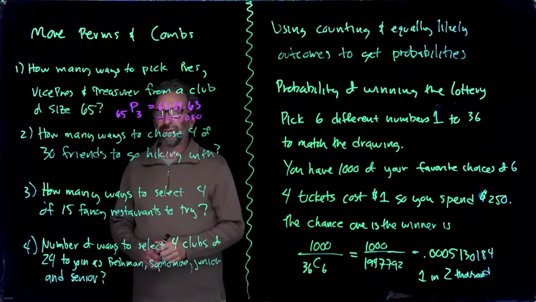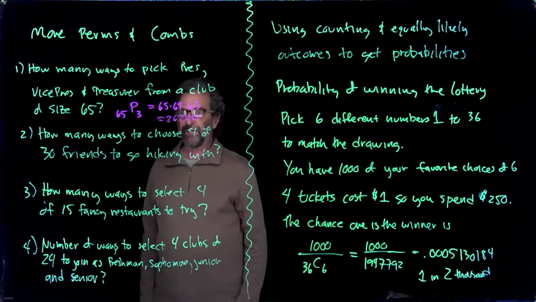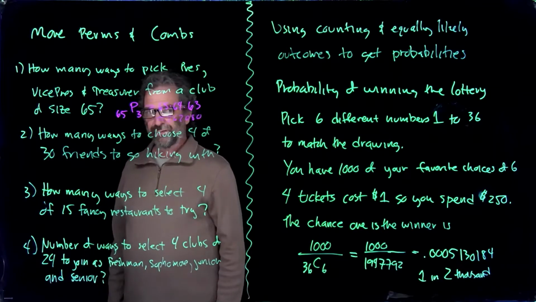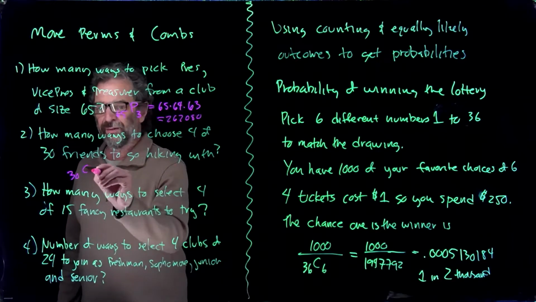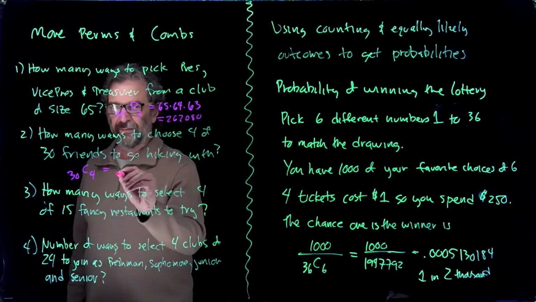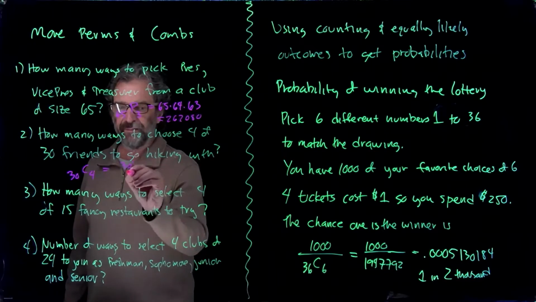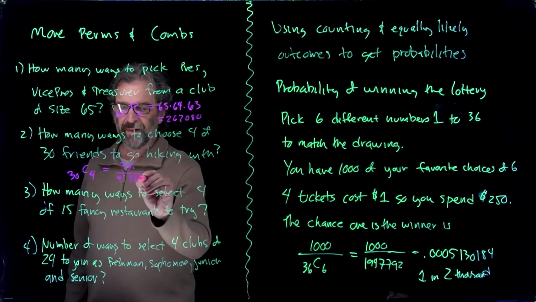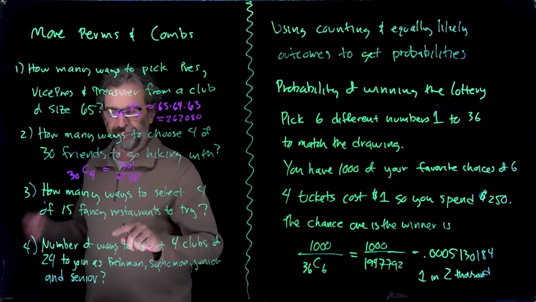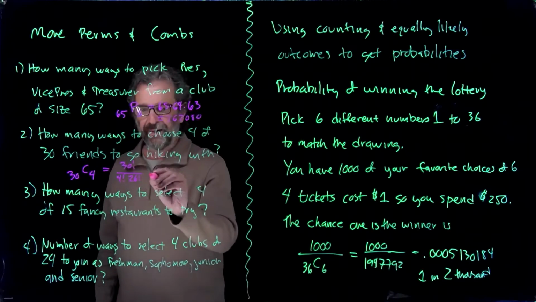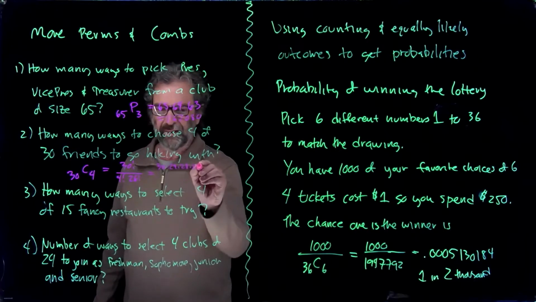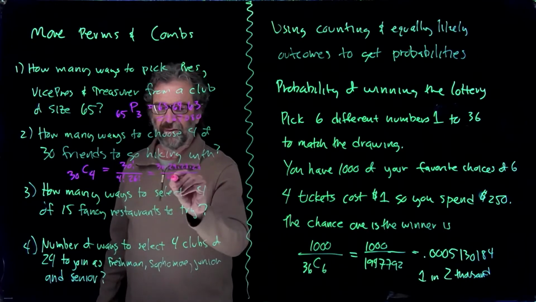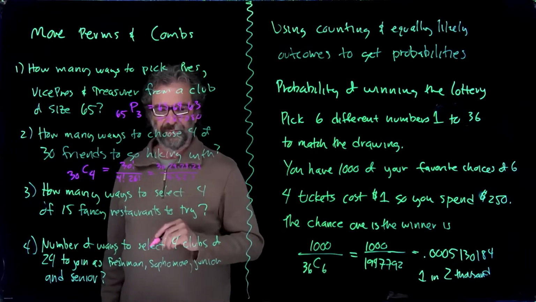How many ways are there to choose 4 of your 30 friends to go hiking with? Well, now there's no order to those friends. You're just going to pick a group of friends. So we're going to go 30 choose 4. And we said the formula for that was 30 factorial over 4 factorial times 26 factorial. These two add up to be 30. That's a little bit cumbersome, but a lot of things cancel. So 30 times 29 times 28 times 27, then everything else cancels, over 4 times 3 times 2 times 1.